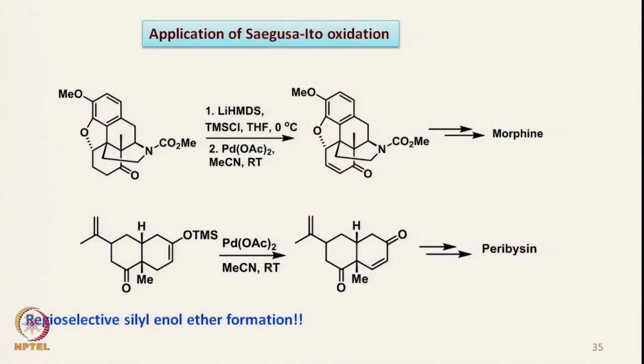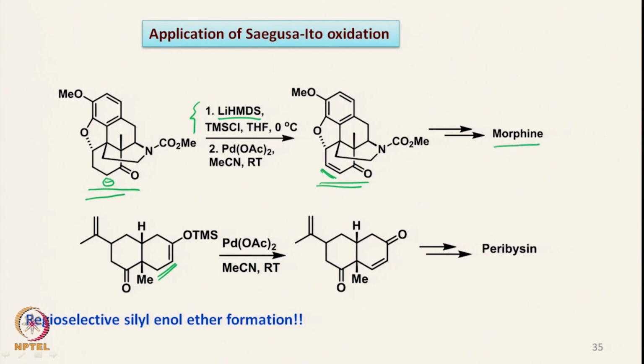Now, another example where simple applications are done is of course taking this ketone and making the corresponding enone. Here it is a very simple case: you can generate an anion which will form the corresponding enol silyl ether with the help of lithium hexamethyldisilazide, and you generate a double bond at this particular position. Here is already an enol silyl ether; with palladium acetate in acetonitrile at room temperature, the reaction takes place to form this enone.